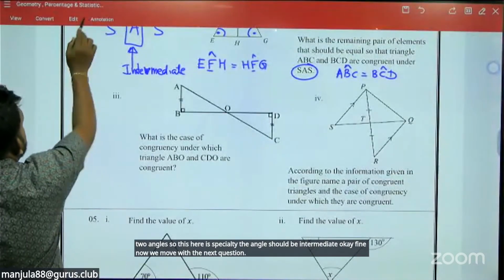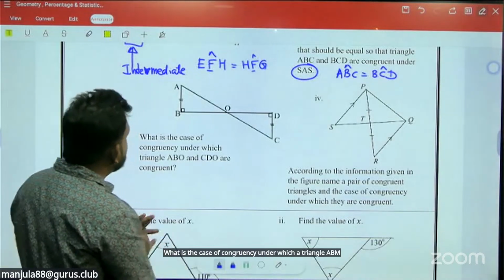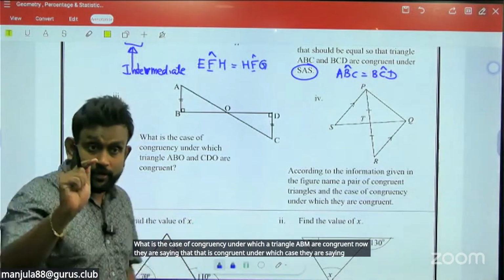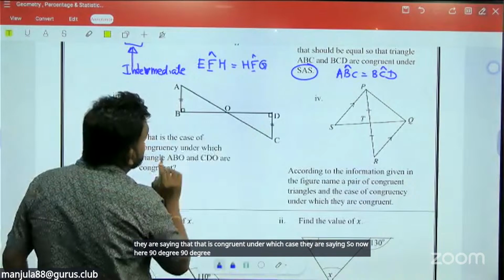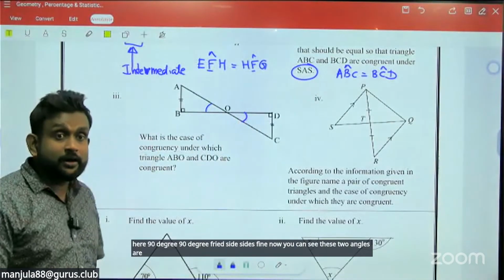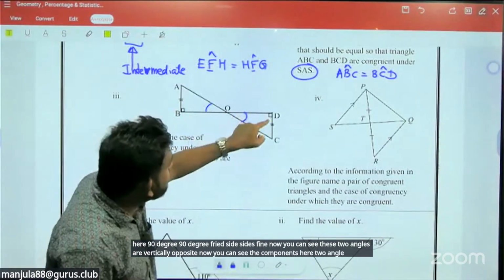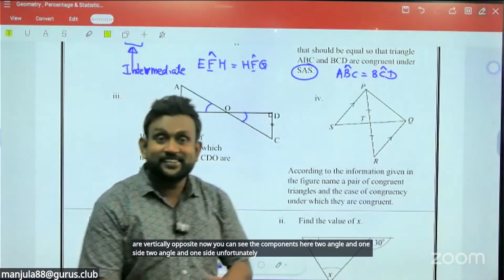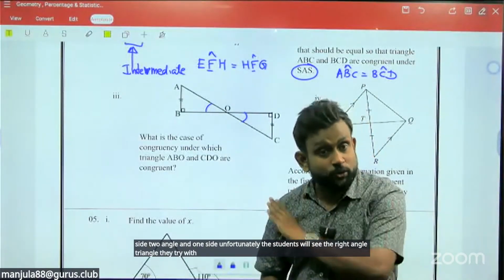What is the case of congruency under which the triangles are congruent? Now they are saying that they are congruent. Under which case? So now here 90 degrees, fine. Sides, fine. Now you can see these two angles are vertically opposite. Now you can see the components. Here two angles and one side, two angles and one side. Unfortunately, when students see a right angle triangle, they try RHS all the time. No, never.